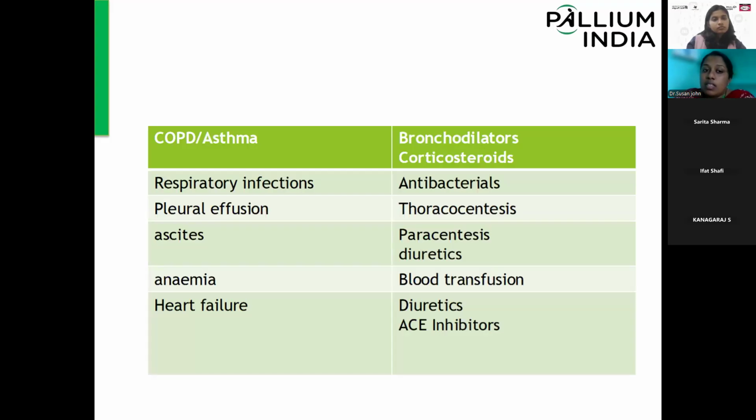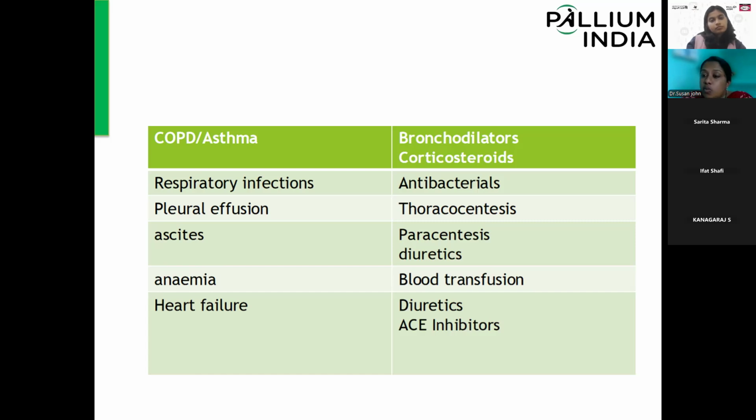If the patient has COPD or asthma, we can consider some bronchodilators and steroids. If there is any evidence of respiratory infection, we can prescribe antibiotics. For pleural effusion, we can do pleural tapping, that is thoracocentesis. Ascites is the fluid in the abdominal cavity. We can do paracentesis, or we can consider some oral diuretics.